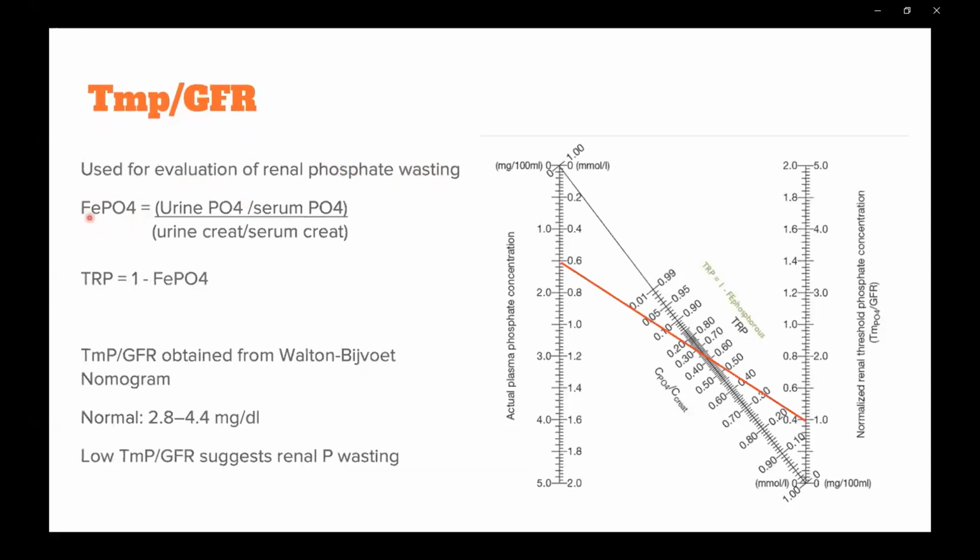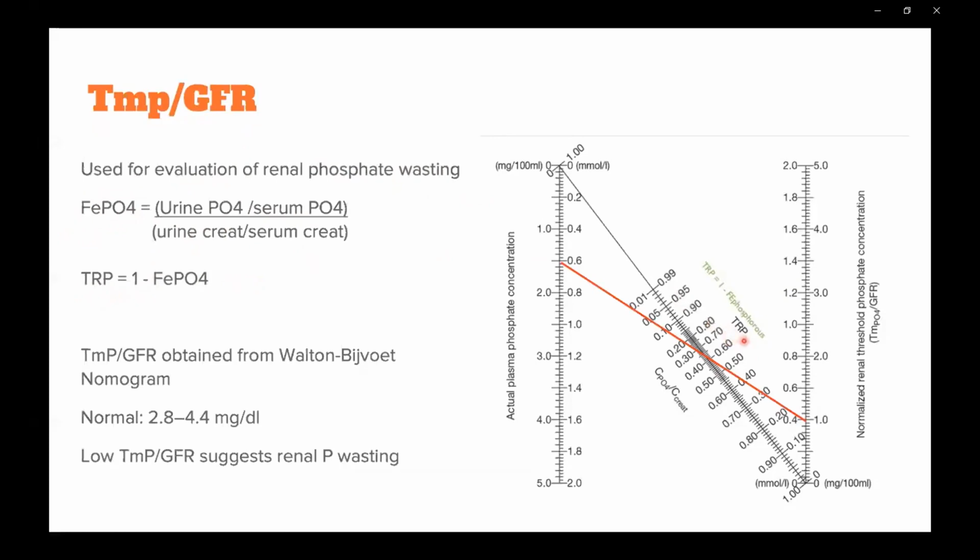So, like any other fractional equation, we calculate the fractional excretion of phosphate. So, urine upon serum phosphate, and you index it for creatinine. You get what is called the fractional excretion of phosphate. Now, 1 minus fractional excretion of phosphate will give you the tubular reabsorption, and this is what is called TRP.